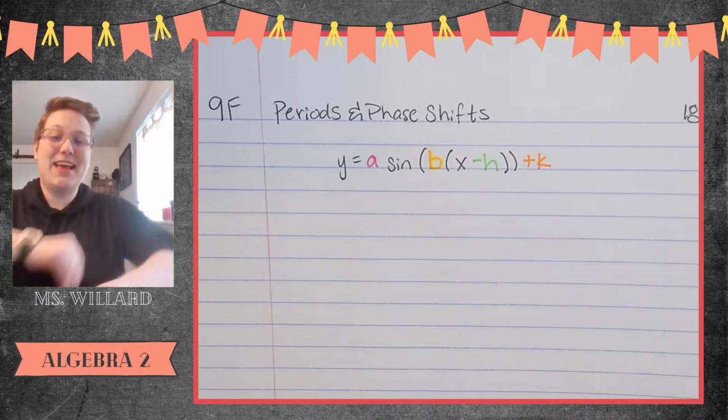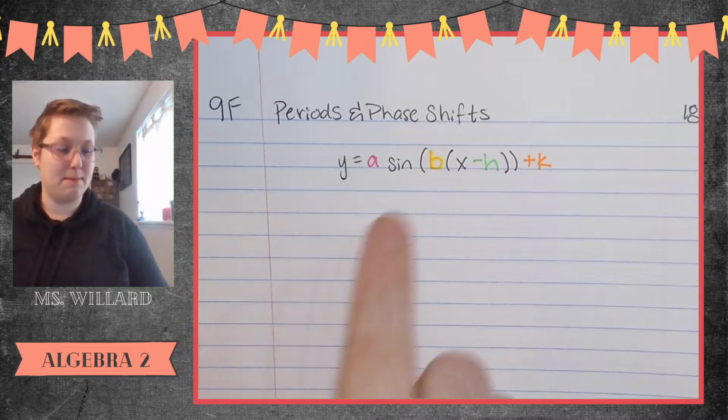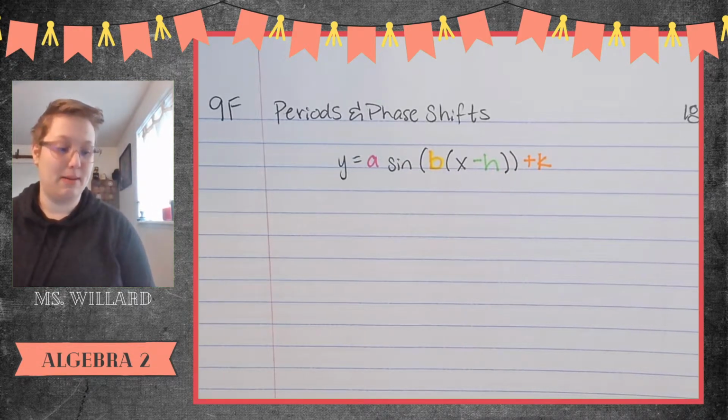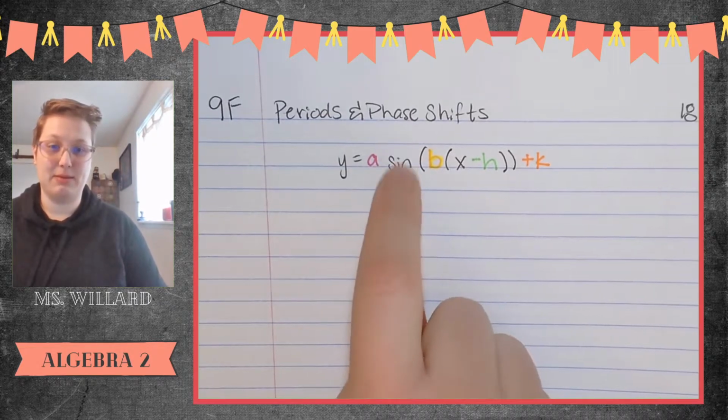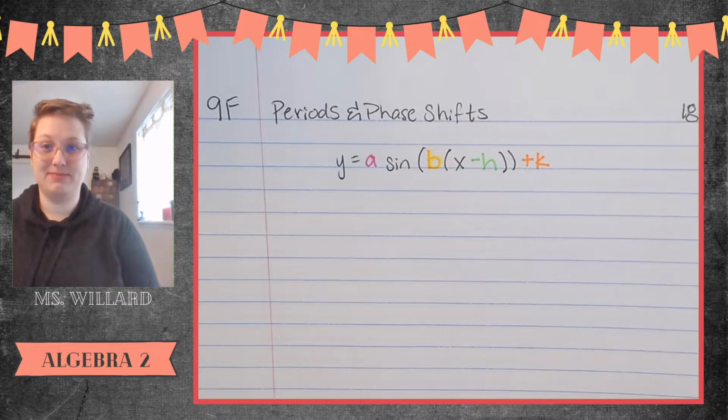Okay, so we already know A and K. That's the period and the midline. So we're introducing periods and phase shifts to this whole set of things. So this could be a cosine as well. I'm going to write that above it, but I'm going to describe each of these things in writing right now.